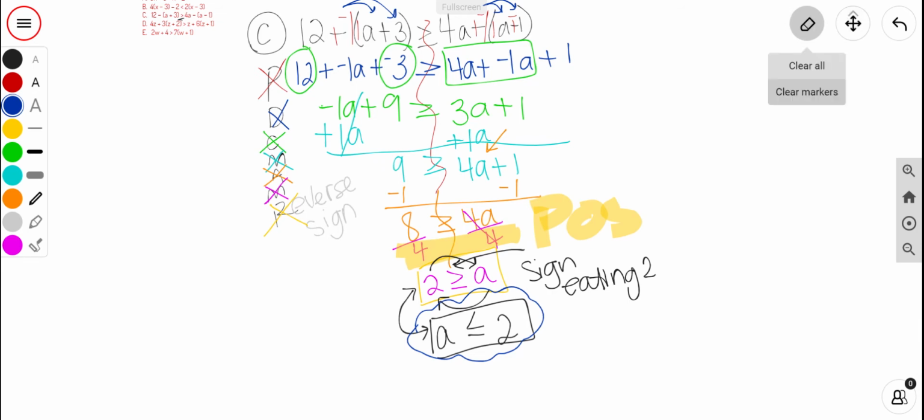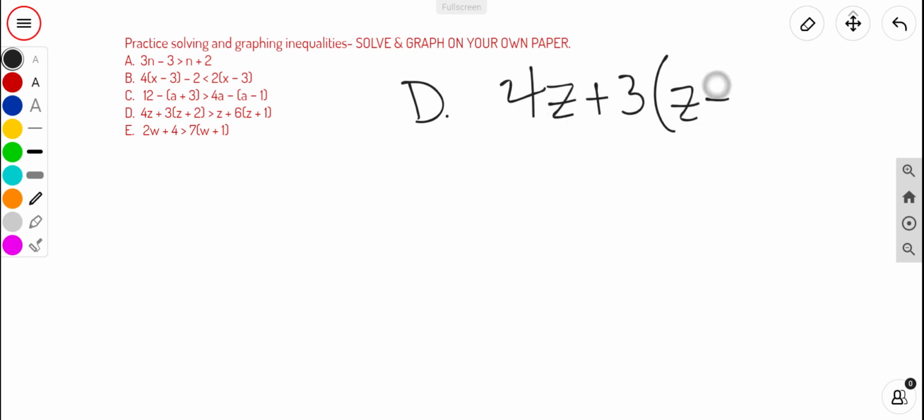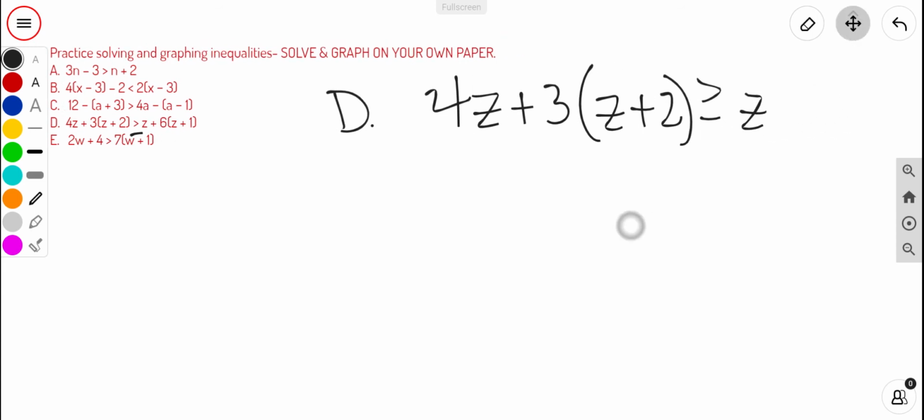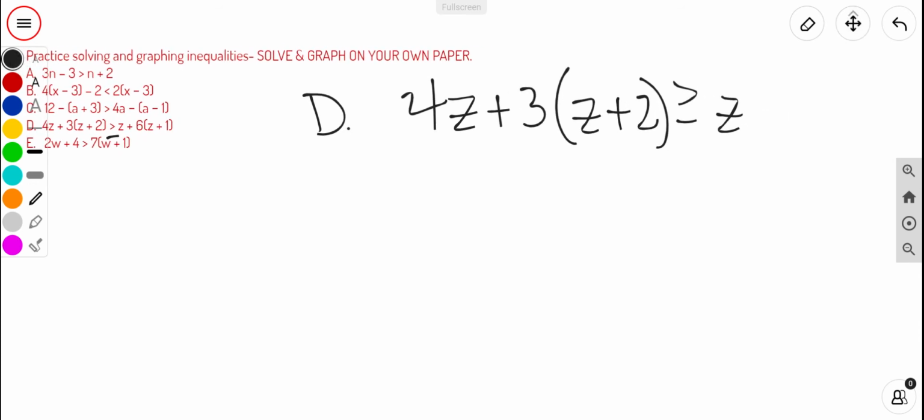Okay, problem number 4, home stretch. We've got 4z plus 3, parentheses z plus 2. Let's make this another equal to also. Is greater than or equal to z plus 6 plus 6, parentheses z plus 1.